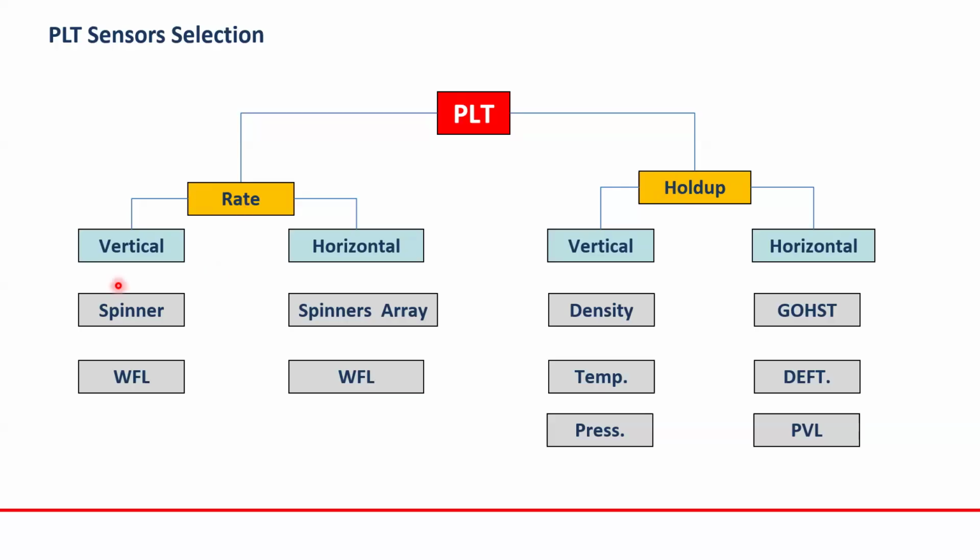So for rate, for vertical wells we have a spinner and water flow log. For horizontal wells, we have a spinner array and water flow log. Okay. For holdup in vertical, you have density or gradiomanometer, temperature, pressure. For horizontal, we have advanced tools, GHOST, DEFT, and BVL.